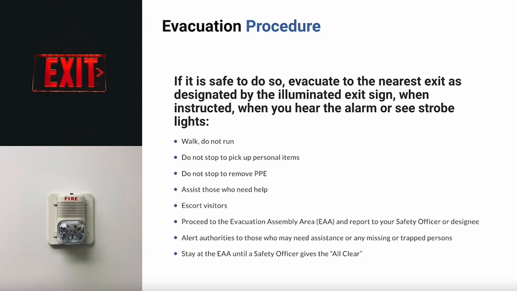Individuals should assist those who need help, escort visitors, and proceed to the Evacuation Assembly Area (EAA) and report to the safety officer or designee. It is also important to alert authorities to those who may need assistance or any missing or trapped persons. Stay at the Evacuation Assembly Area until a safety officer gives the all clear.